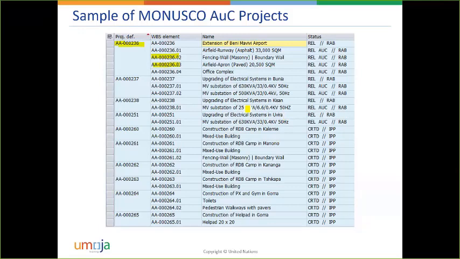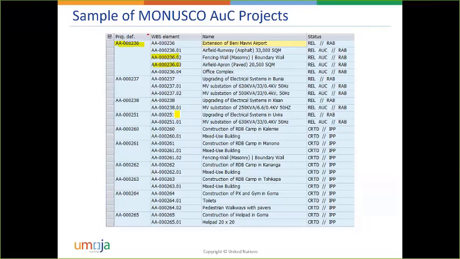So inventory managers, if you are requested to issue materials out of inventory, you need to know if it's going to the extension of Beni Mavivi Airport, or to upgrading of electrical systems in Kisangani, or to construction of the camp. And then the engineer that is managing this project has to tell you this WBS element, this code. So you will tell the system, all right, I'm issuing this out for this project.